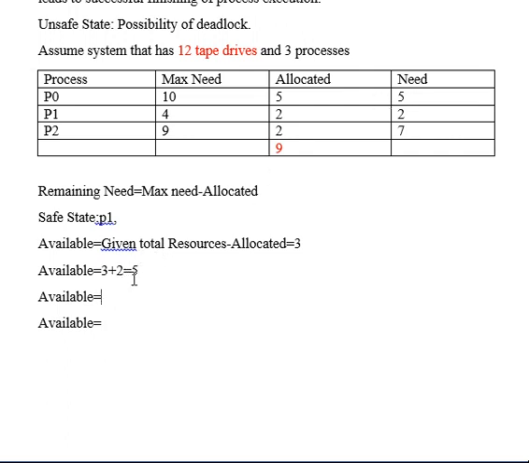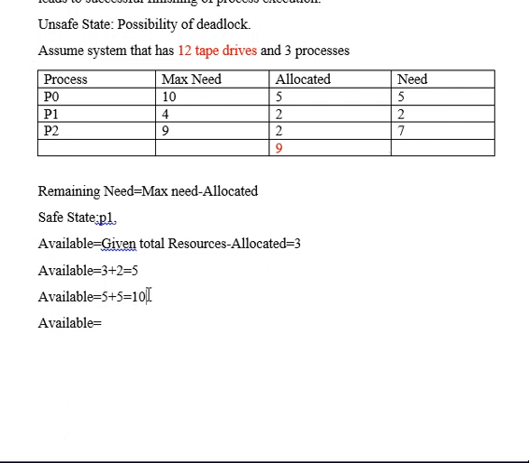Now available will be your previous available, that is 5, plus whatever was allocated to P0. P0 was allocated 5, so once it has got its 5, it will release the resources allocated to it after its execution. So 5 plus 5 becomes 10. We have 10 available with us. Only one process is remaining, that is P2, and P2 needs 7, and we have 10 available. Can we serve it? Yes, we can serve it.